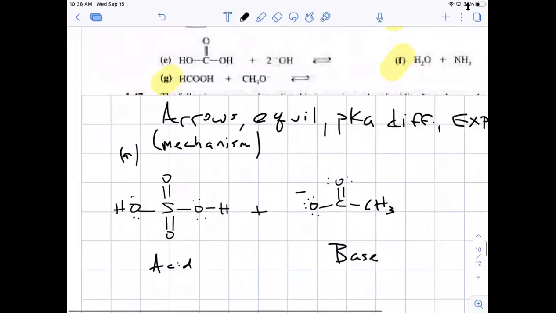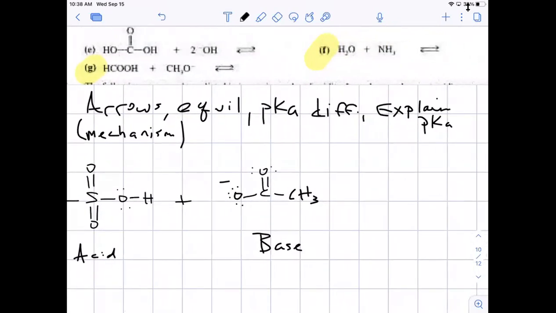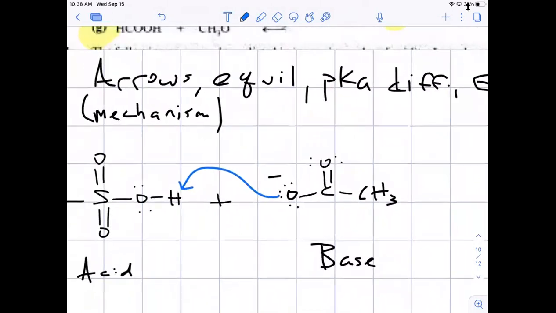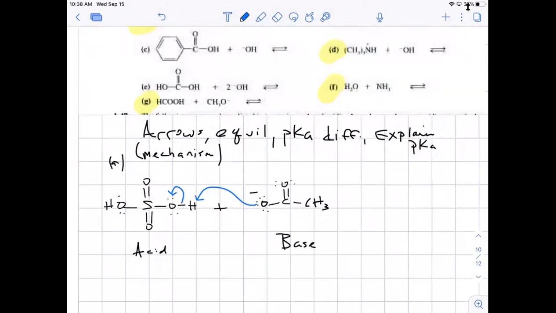Like, how do we show that for this reaction? How do we show the base reacting with the acid doing proton transfer? You draw it from the negative oxygen on the base to hydrogen, and then the bond between the hydrogen and oxygen goes to oxygen. Yes. All acid-base chemistry is going to happen that way. Same arrows, same flow of electrons, base to proton, and then from the proton back to the atom it's bonded to. Right, so that's that.